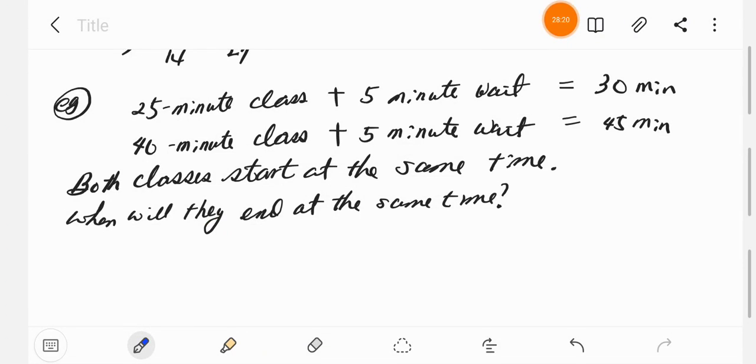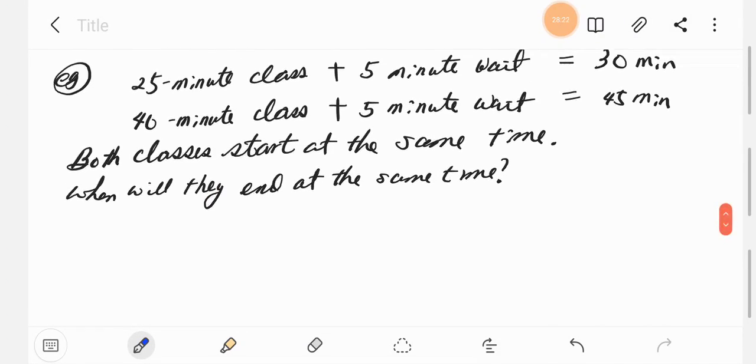Okay, this question is a little bit tricky. There are two types of classes. One is a 25-minute class and the other one is a 40-minute class. After the end of each class, there is a 5-minute waiting time before going to the next class. So we have to add 5 minutes to each type of class. So a 25-minute class will take 30 minutes, and a 40-minute class will actually take 45 minutes.